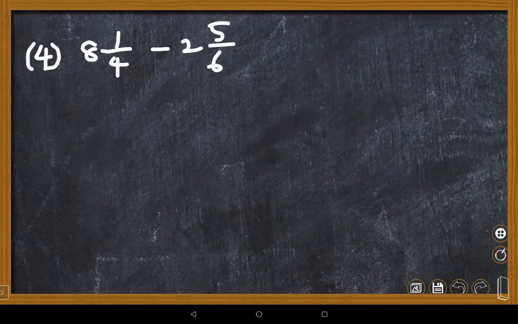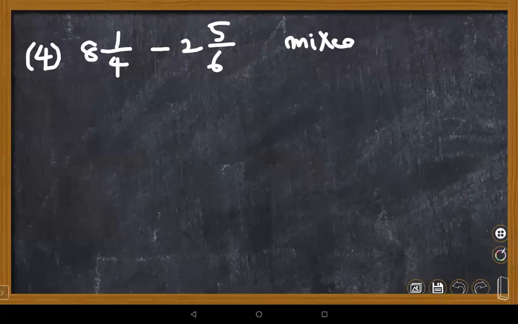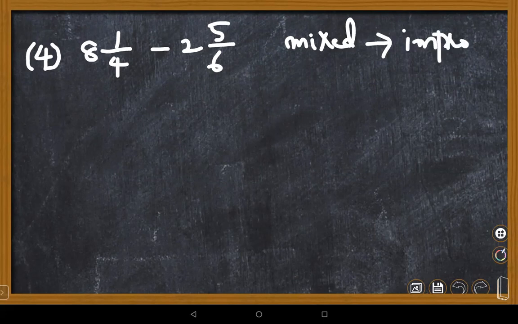So here, first convert mixed to improper. What is the first fraction, mixed to improper? Ma'am, multiply this and add this. 8 4s are 32, plus 1 is 33. Ma'am, 33 by 4.